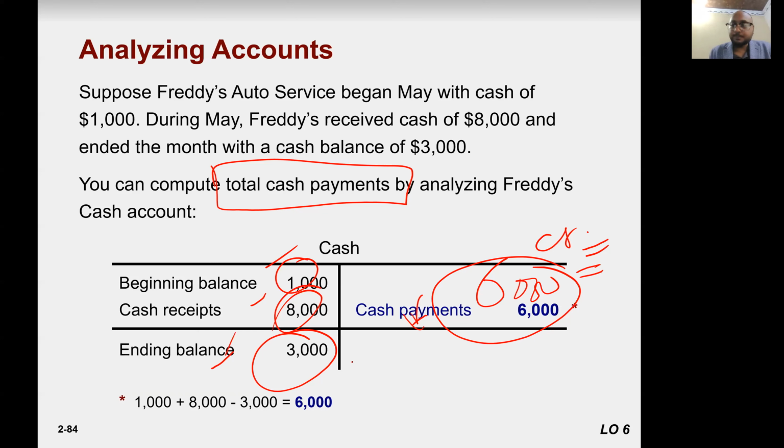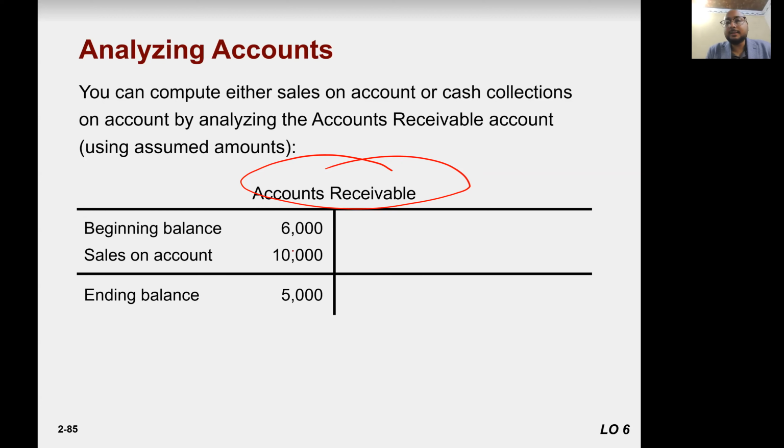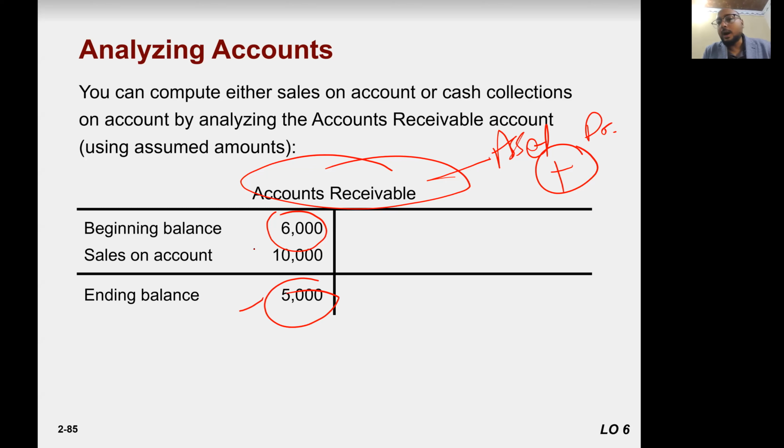Here we go. Right? Where is this 6000 coming from? Here. Similarly, with the account receivable, how much cash you receive from the customers, you can also find out. So the beginning balance is 6000. It means account receivable is an asset account, and an asset account is normally a positive account. Positive means debited. So that's why it is debited. This is also debited. So how does the account receivable increase? By credit sales.